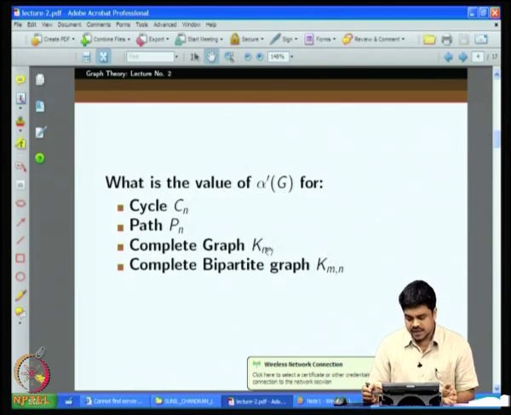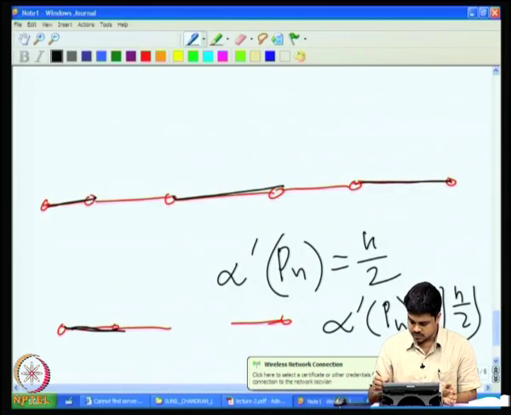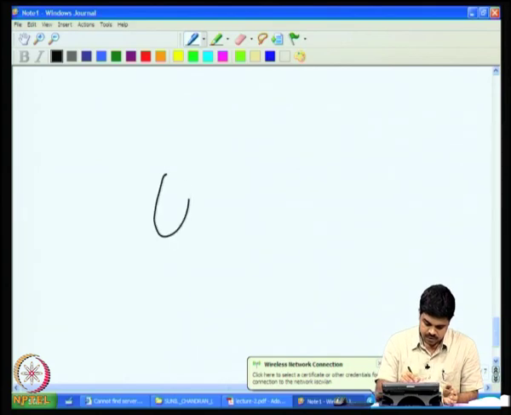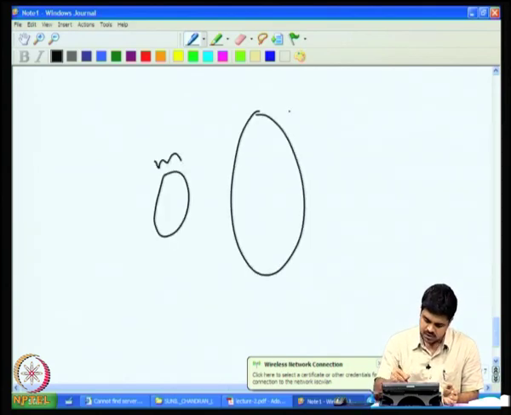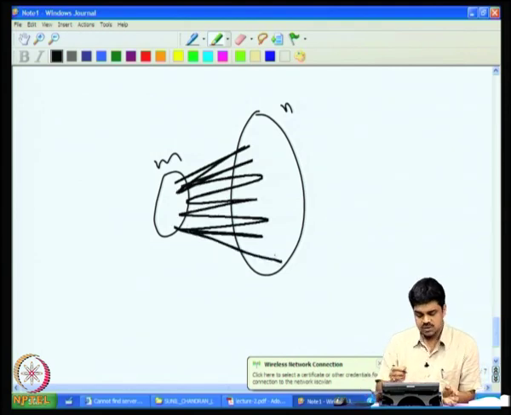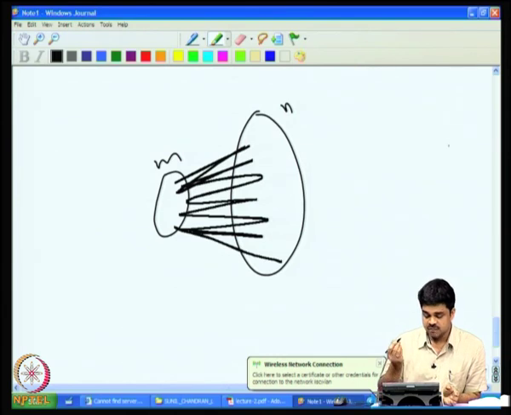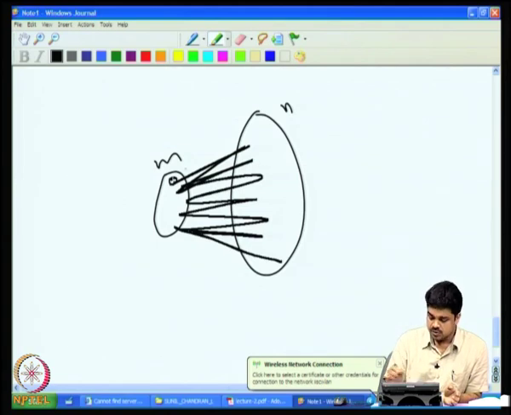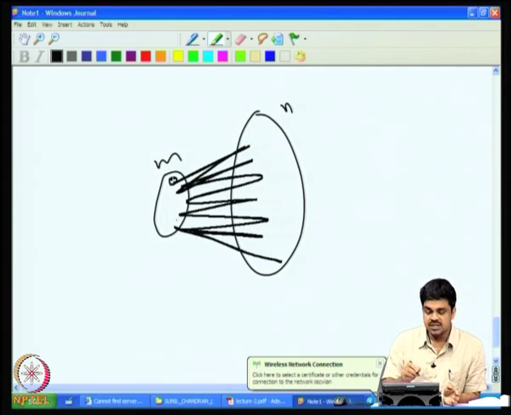For a complete bipartite graph K m n, where m is less than or equal to n, what should be the biggest possible matching? It is not very difficult to see that. If we consider a complete bipartite graph, these are m vertices here, n vertices here, and all the edges between them are present. Now of course we cannot get more than m, right. Why can we not get more than m? Because any edge in the matching should have one endpoint here and one endpoint here. So if we have more than m edges in the matching, then here we should see more than m vertices, but it is not true.